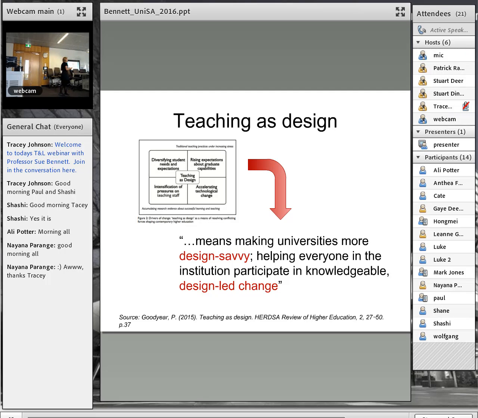Okay, so really this is, I think, the challenge that Peter is putting to us, that in that complex environment, if we're serious about high quality education, then every single one of us, from the top down, needs to understand what their role is in creating a design savvy university. Now this is a really significant challenge, I think.